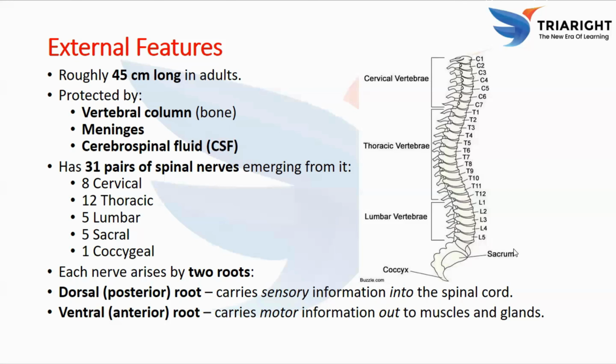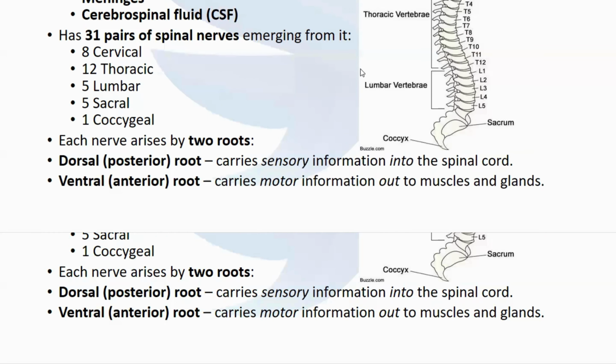Ventral is nothing but the anterior side. So this dorsal root carries the sensory information into the spinal cord, like touch, pain and temperature. Whereas the ventral root carries the motor information from the spinal cord to muscles, for movement or response. So the spinal cord is like a main control cable protected by the bones and fluid, with 31 pairs of nerves that send and receive messages between the brain and the body. So this is the external structure of the spinal cord.